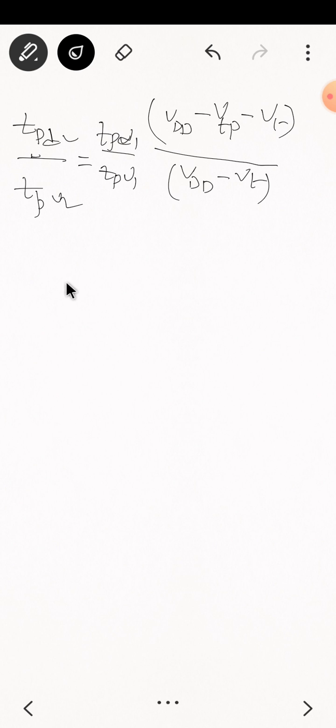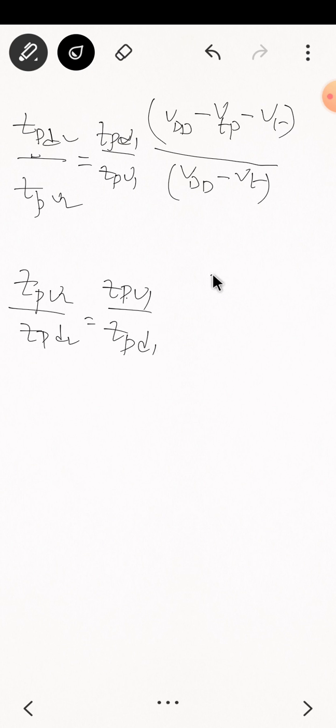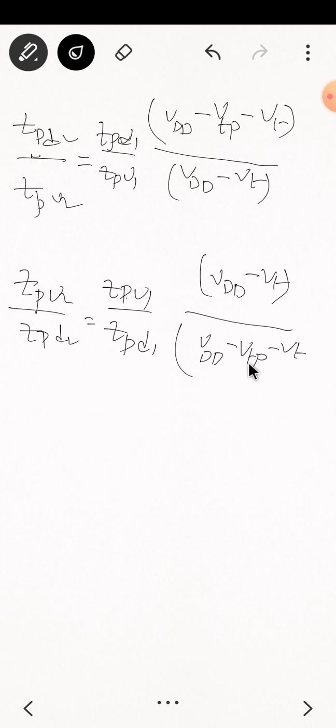We have some typical values. What we have to find is the pull-up to pull-down ratio, so I am reciprocating everything. Therefore, the pull-up to pull-down ratio ZPU2 by ZPD2 is equal to ZPU1 by ZPD1 into VDD minus VT upon VDD minus VTP minus VT.